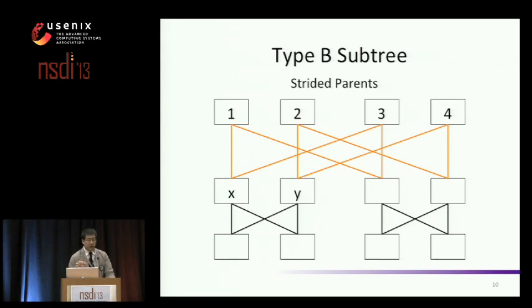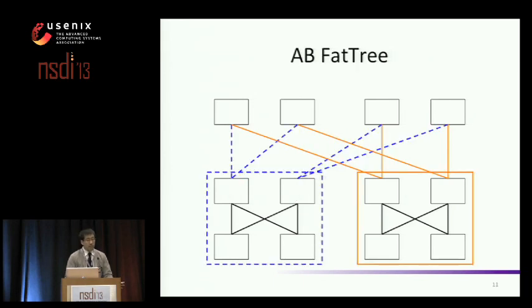And it's important to note that clearly, if you build a tree out of only type A subtrees, it's exactly the same as a traditional fat tree. But it's also the case that if you build a tree out of only type B subtrees, it's also identical to a traditional fat tree. It's just drawn in a little bit of a different way. We propose an AB fat tree instead, where half of the subtrees are of type A and half are of type B. Because of this break in symmetry, it's now the case that siblings aren't connected to the same set of parents anymore.